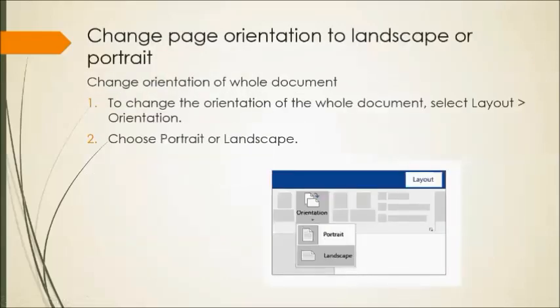We have Change Page Orientation. There are two page orientation types: Landscape or Portrait. To change the orientation of the whole document, you select Layout and then Orientation. Then choose whether portrait or landscape. We have a diagram here. When you click the page orientation, there will be two options, whether you choose the portrait or the landscape.